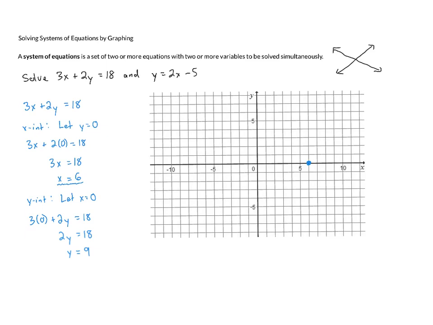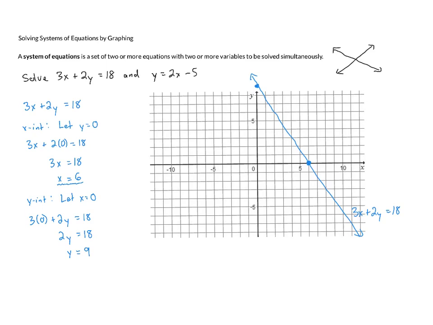The only issue is, if we look at our y-axis, we've got 5, 6, 7, 8. 8 is the highest number, but we can go up one more unit to give us our 9, and then we can connect the dots to get our line. So this is the line 3x plus 2y equals 18. All right, let's take a look at the other one.